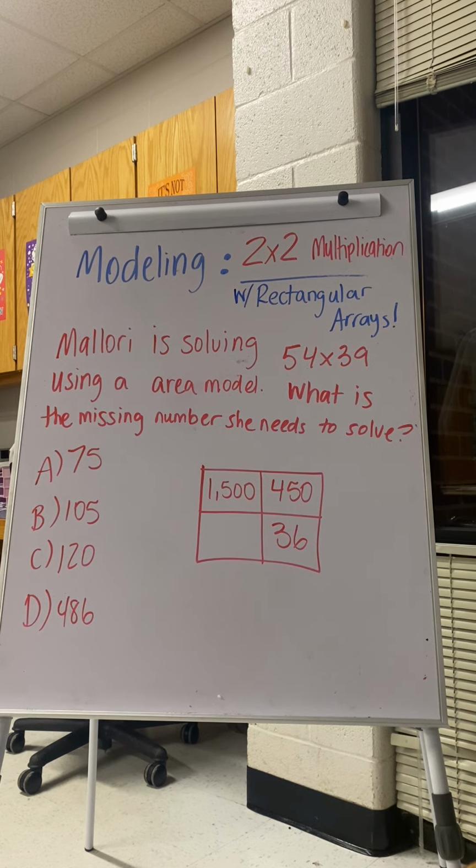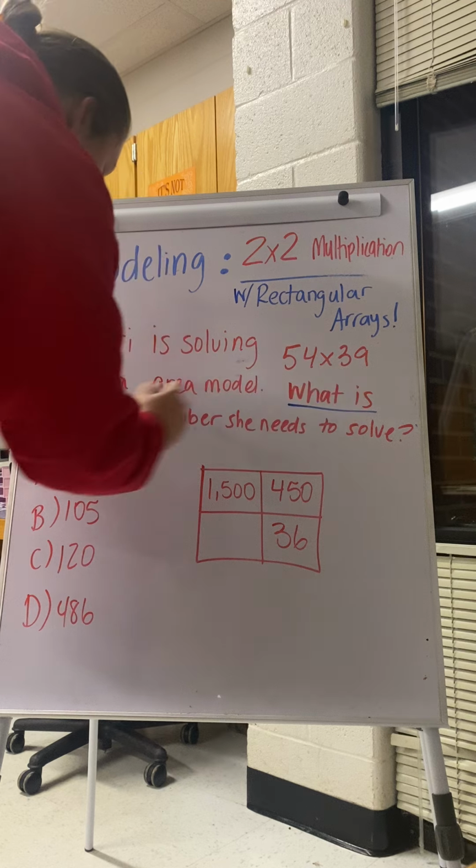All right, so now that you've had time to work this out, we're going to read it first. Mallory is solving 54 times 39 using an area model. What is the missing number she needs to solve? I see I have multiple choice here. I also see that I have an area model, a rectangular array, and it's partially filled in. So they've done the work for us, but let's go back to the question. What is the missing number?